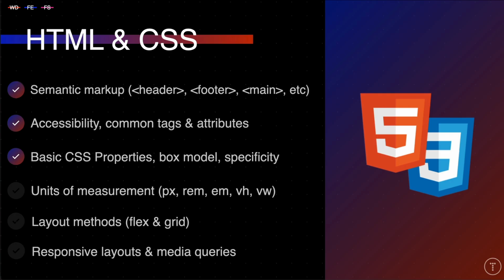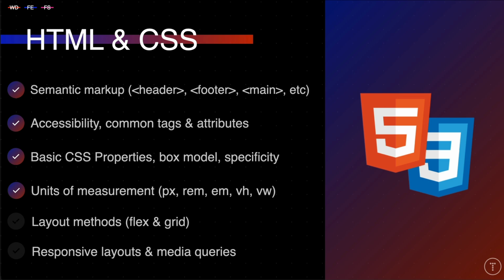Specificity is important because sometimes you'll have multiple styles that apply to the same element, and you need to know which one will be applied. And the different units of measurements, like pixels, ems, rems, and percentages, you'll want to learn about different types of selectors like classes, IDs. There's also what we call pseudo selectors.